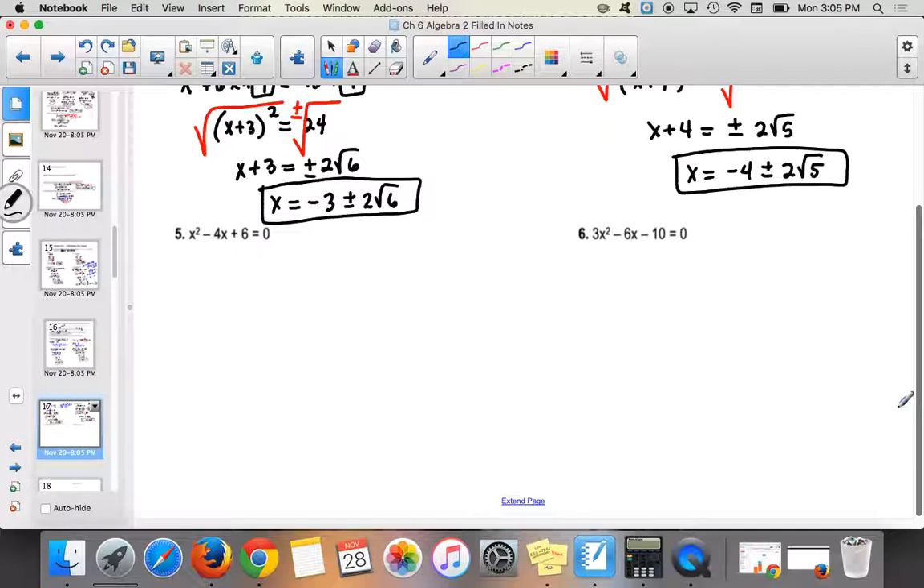All right, so here we go. So x squared minus 4x plus 6 equals 0. So let's do a couple more. Maybe we'll go through 7, and then I'll give you your homework. All right, so let's subtract the 6 over. So I'm going to have x squared minus 4x equals negative 6.